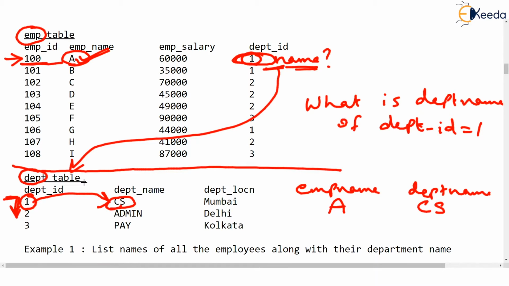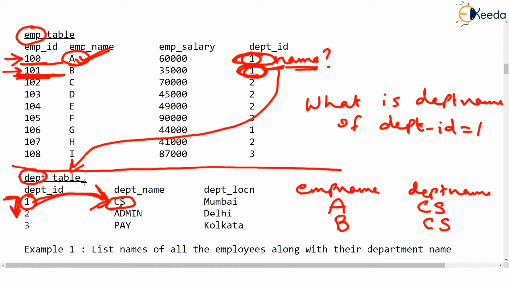You will then further go to the second row, isn't it? Second row of the EMP has employee number 101, and you will see what is the department in which this person works. Department is 1. But you don't have a name again over here, isn't it? So you will jump to the other book DEPT and you will see, okay, department number 1 means CS department. So you will say employee B works in CS department.